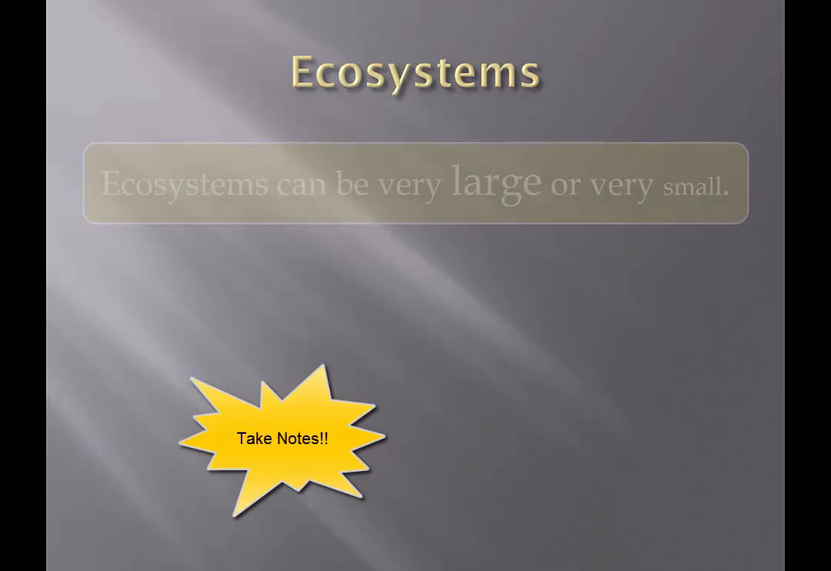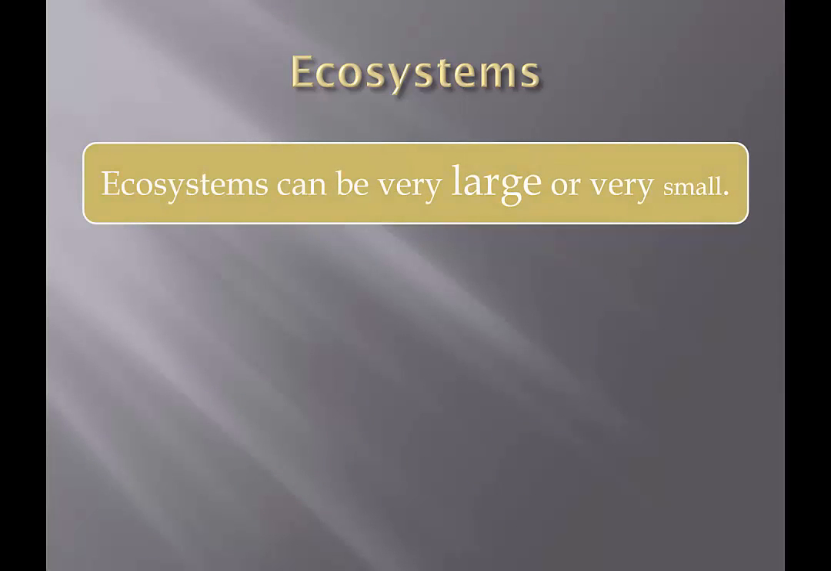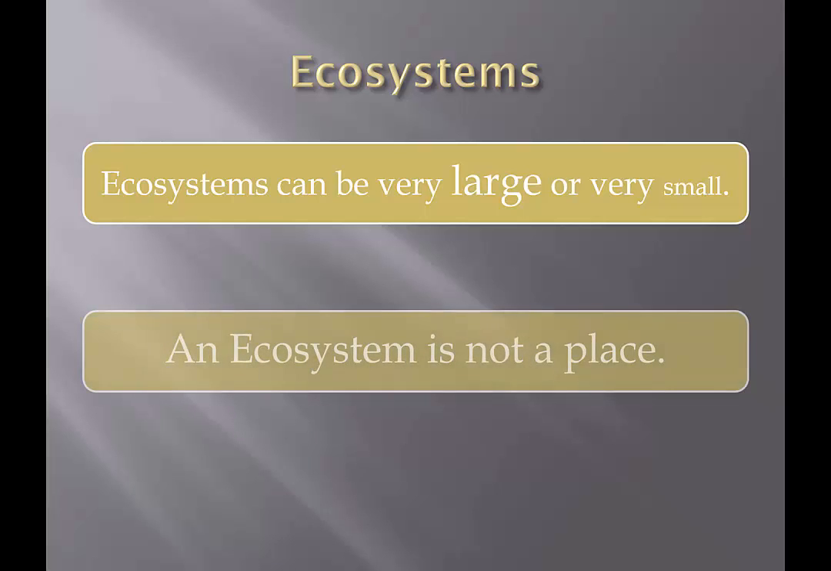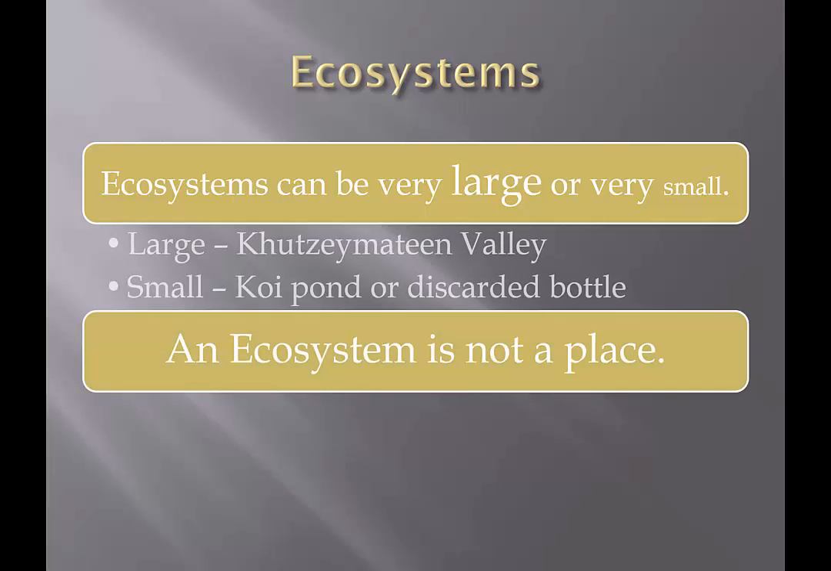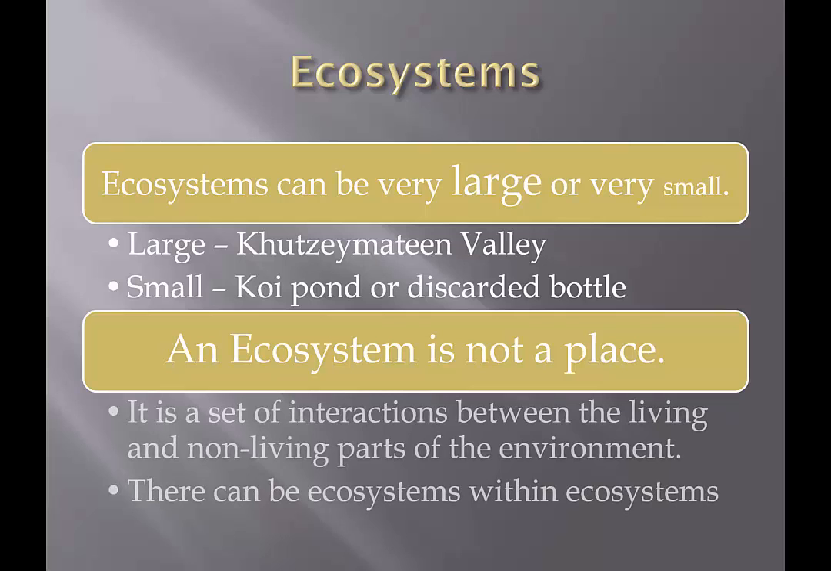So an ecosystem, we mentioned in class, is not a place, it's a series of interactions. And those areas of interactions can be very large or very small. Again, the ecosystem is not a place. A large ecosystem could be something like the Cohoots-Tamine Valley, and a small one a koi pond or discarded bottle. It's that set of interactions between the living and non-living parts of the environment. So you have living to living, non-living to non-living, and living to non-living interactions.